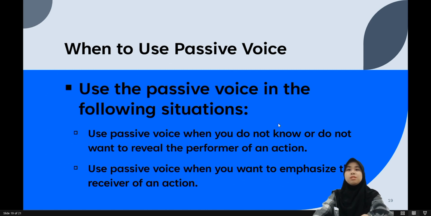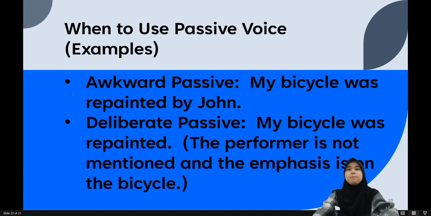When to use passive voice? Use the passive voice in the following situations. First, use passive voice when you don't know or don't want to reveal the performer of an action. And second, use passive voice when you want to emphasize the receiver of an action. Usually, people use active voice because it's more used than passive voice.